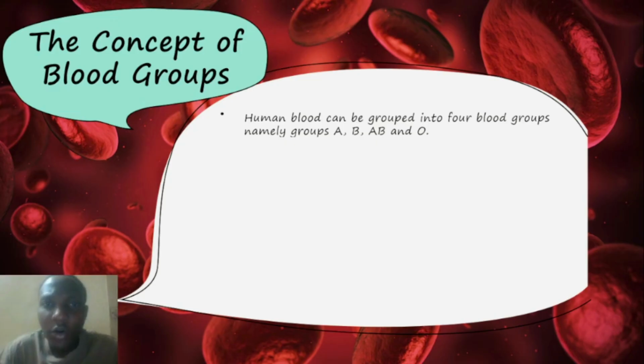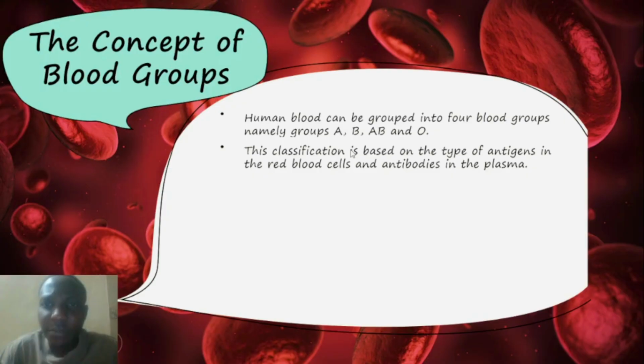The human body contains blood that can be grouped into four blood groups, namely the groups A, B, AB, and O. These are the major four blood groups for human blood. This classification is based on two things. The first is the type of antigens in the red blood cells, and the second is the antibodies in the plasma.